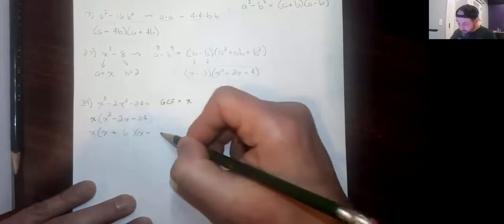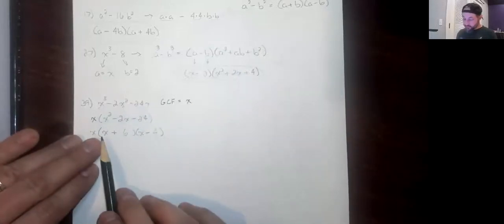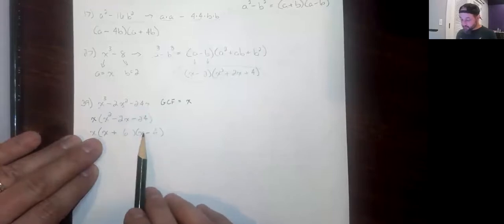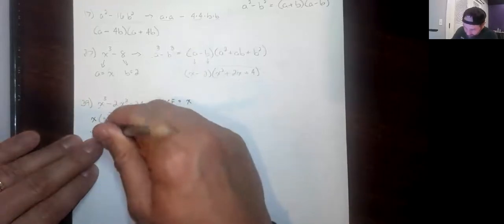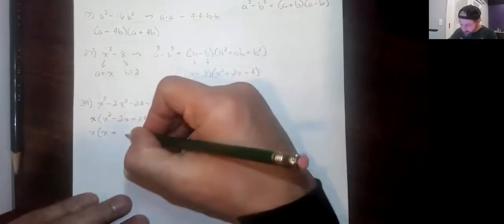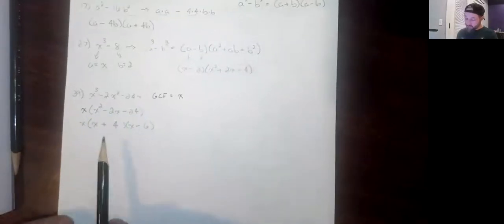Let me do it wrong first. If I try 6 and 4 this way, I'm going to get x squared minus 4x plus 6x. That's going to give me a positive 2x, so I know that's wrong. That one doesn't work. But I'm just going to leave everything as is, and I'm going to try them the other way.